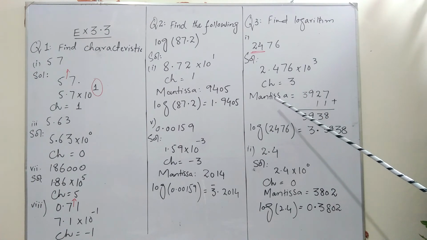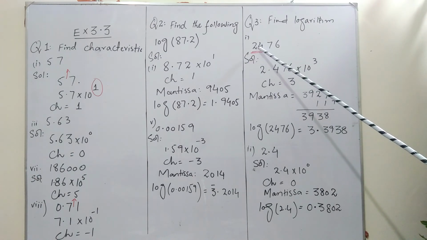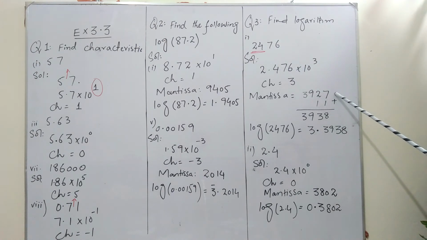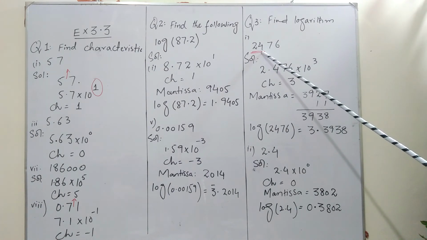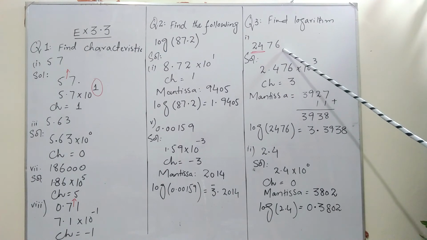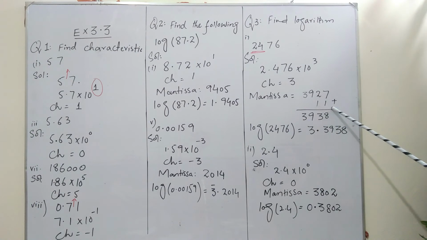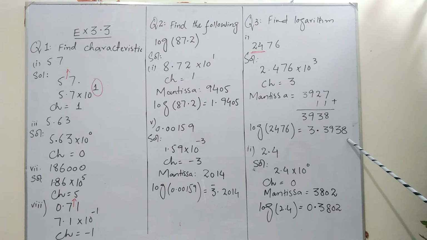For the mantissa, check in your logarithm table the value of 24, the first two digits, combine them, 24, and in the 7th column it is 3927. The value is 3927. Now again check the value of 24 under the column which is headed by 6, and check them in the difference column. The value is 11, and add this value to the previous value, so it becomes 3938. So the logarithm of this number is 3.3938.